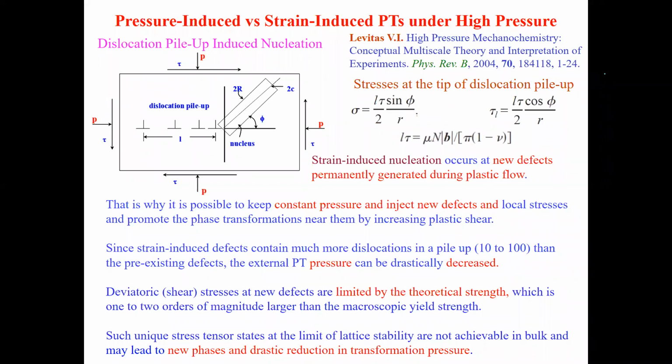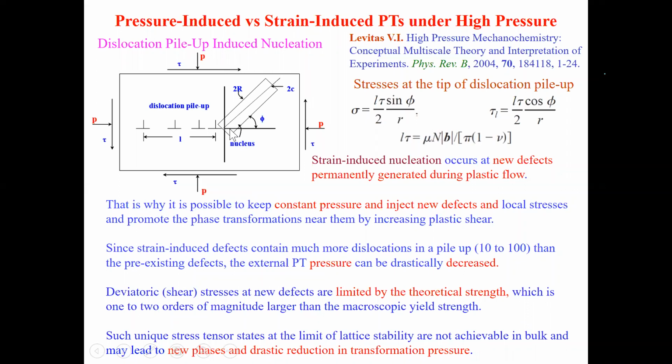But most important is that a plastic strain-induced dislocation pileup may have many more dislocations. It can be 10, it can be 100. I showed in the second slide approximately 20 dislocations in the pileup. So all components of stress tensor can be very high here. And that is why one needs much lower pressure than for pressure-induced phase transformations.